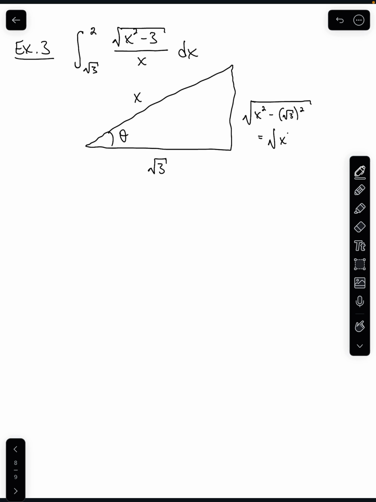Or simply the square root of x squared minus 3. The relationship between hypotenuse and adjacent is secant of theta is equal to x over the square root of 3, or the square root of 3 times secant theta is equal to x.